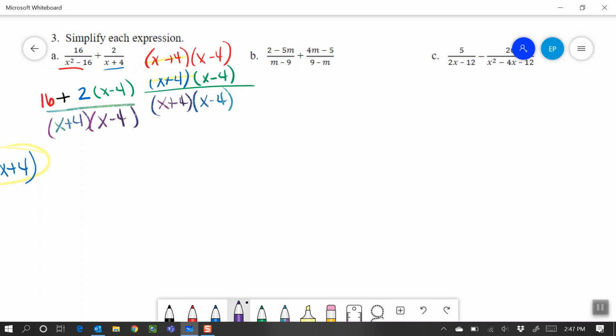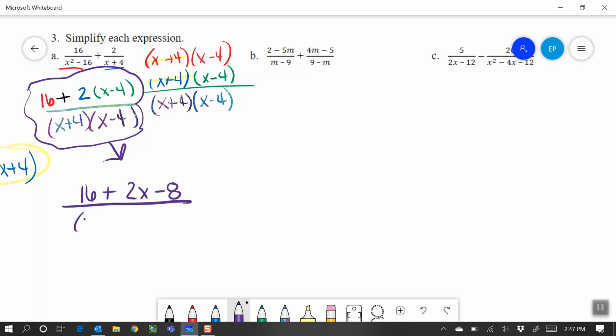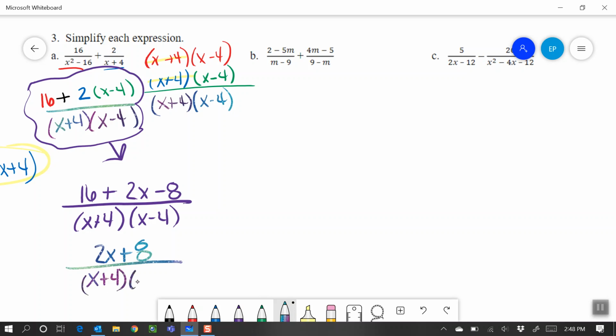So I need to simplify this here. It's not done, so I'm going to simplify it. I'm going to have on top 16 plus 2x minus 8, all divisible by x plus 4, x minus 4. I didn't change my color because I'm going to simplify and use that awesome multicolored pen. So 16 minus 8 is 8. So I'm going to have 2x plus 8, all divisible by x plus 4 and x minus 4.